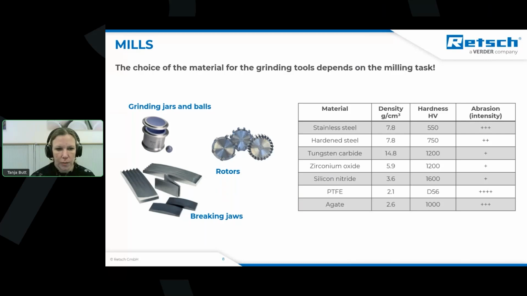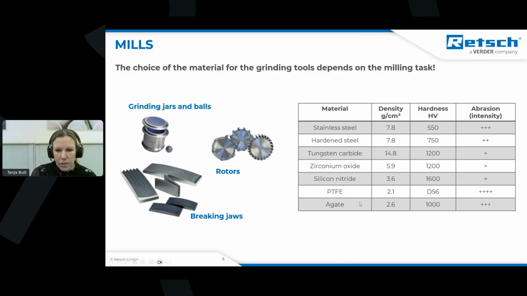This means, for example, for rotor mills, we use different rotors. For ball mills, we use different grinding jars and balls. And for the jaw crushers, we use different breaking jaws. And they can be made of different materials, yeah? Different steel types, tungsten carbide, zirconium oxide, silicon nitride, PTFE, or agate, depending on what we are talking about here.